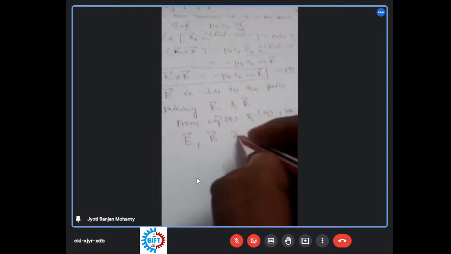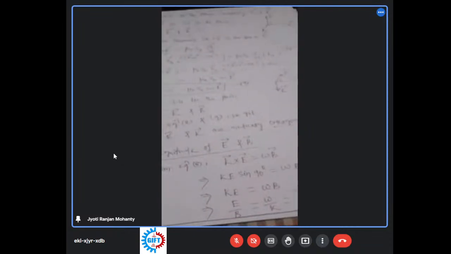E vector, B vector and K vector, F is the frequency. If you multiply frequency with wavelength, we can find the C. What is the C? C is the speed, the velocity of electromagnetic wave in free space.